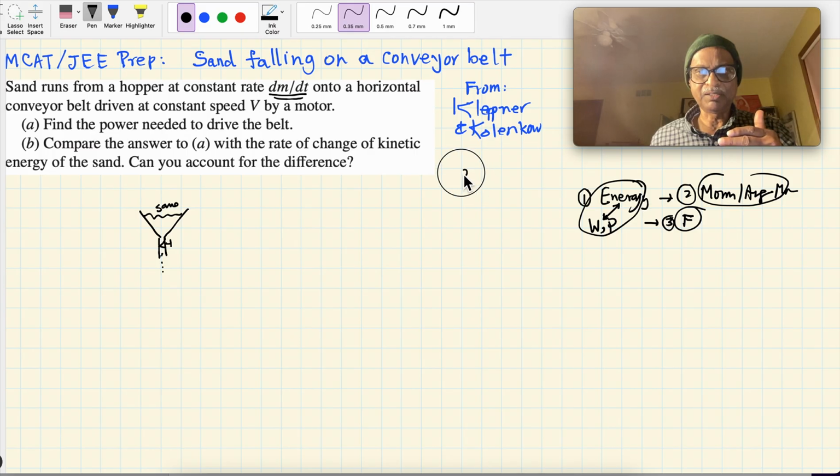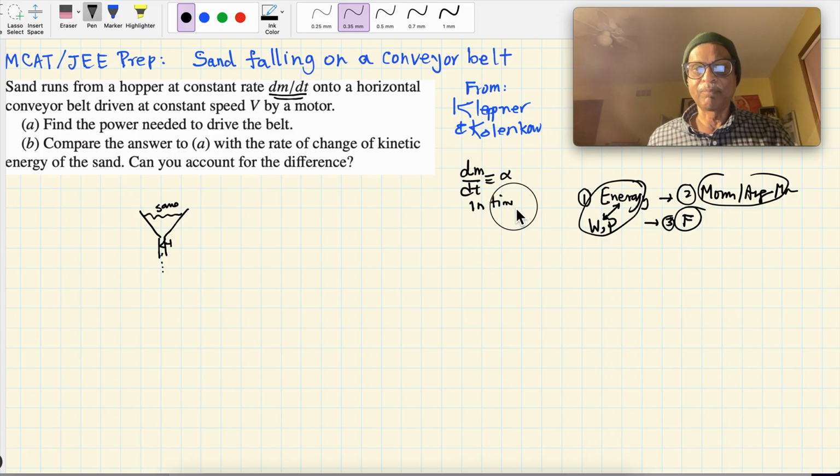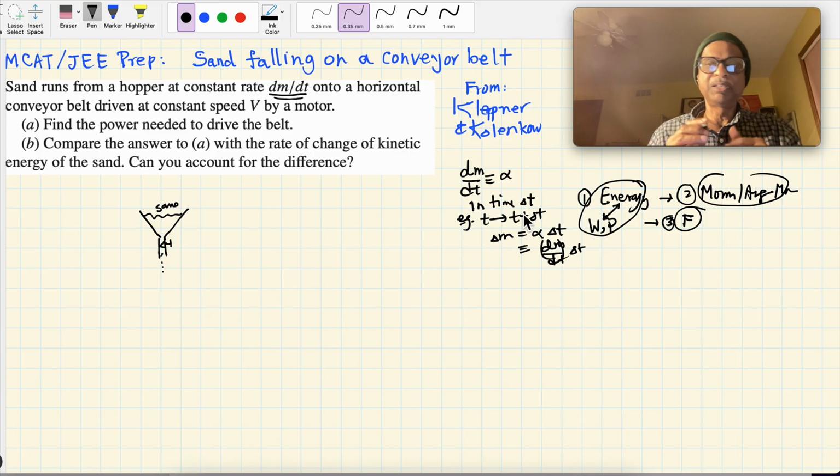So let's call dm over dt alpha or something like that. If I want to know how much sand is going to drop in time delta t, for example from t to t plus delta t, delta m will be just alpha delta t, which is dm over dt times delta t. Okay, so we understand how to take care of the mass part in a time duration.